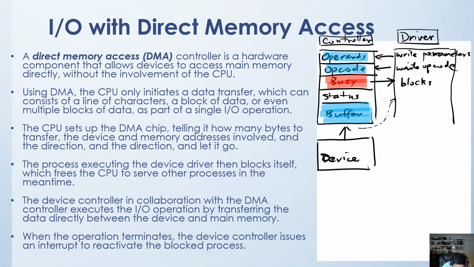Once the data is completely copied and the buffer is full, you're going to set the status to indicate the copy was successful, and then it will change the busy register to idle. Then this controller is going to send an interrupt to the CPU, and the CPU basically is going to unblock the process that was running the driver. The driver is going to check the status, see it was successful, and then copy the data from the buffer to the memory location, right?